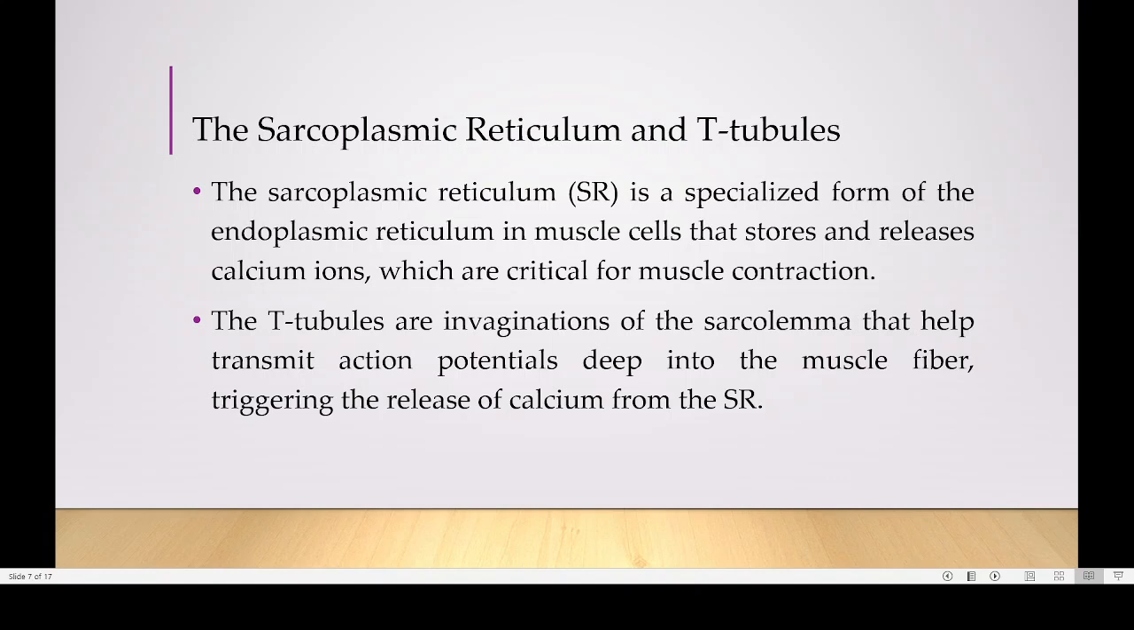The calcium ions are actually stored by the sarcoplasmic reticulum, and there are transverse tubules, known as T-tubules, which are invaginations of the sarcolemma, that is, an inpushing of the sarcolemma, that help transmit the action potential deep into the muscle fiber, triggering the release of calcium from the sarcoplasmic reticulum. These are horizontally or transversely arranged tubes, known by the name T-tubules, and their main function is to help in the release of calcium ions from the sarcoplasmic reticulum.